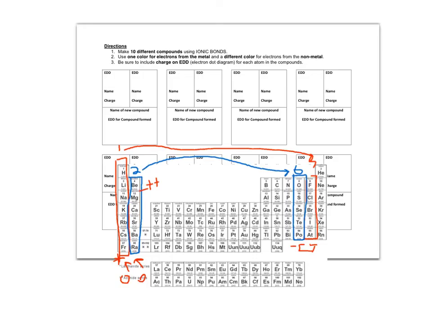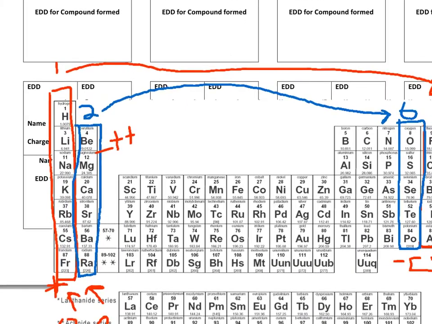Alright, I did circle hydrogen in that. We're going to not include hydrogen when we make these. So let's pick 2 atoms to bond together here. Start with row 1 and 7 and make an ionic compound. So, let's zoom in here. Let's just make something simple here.